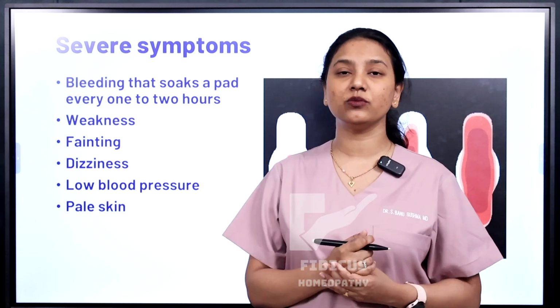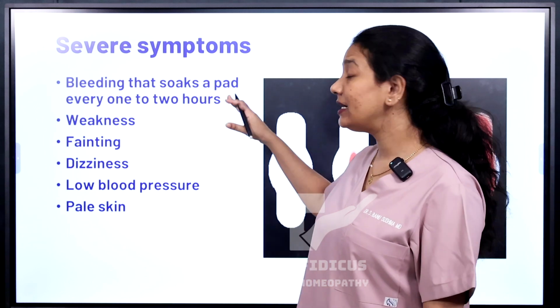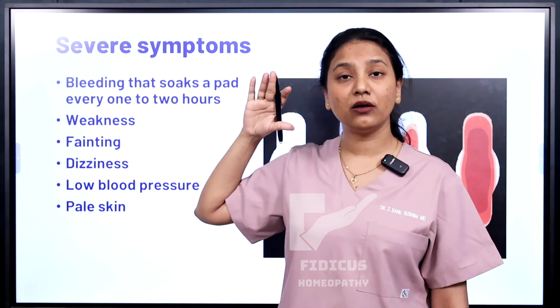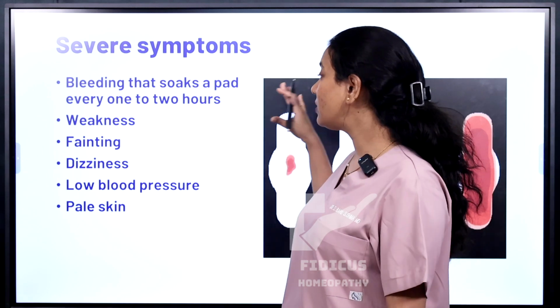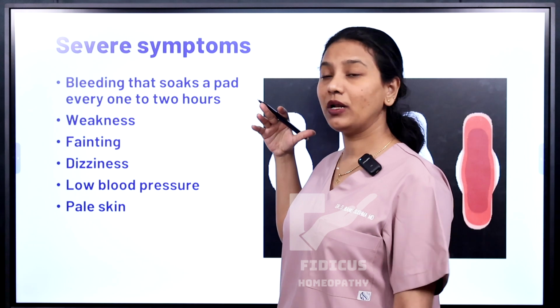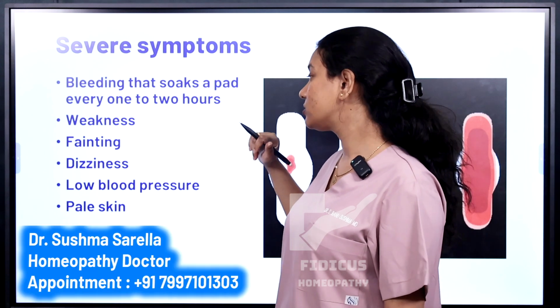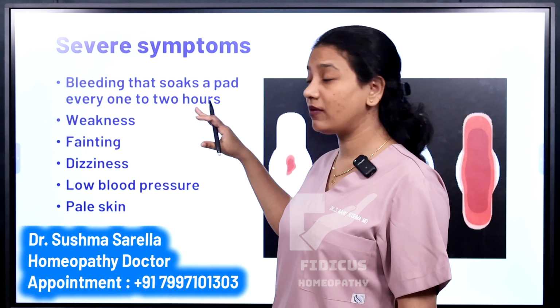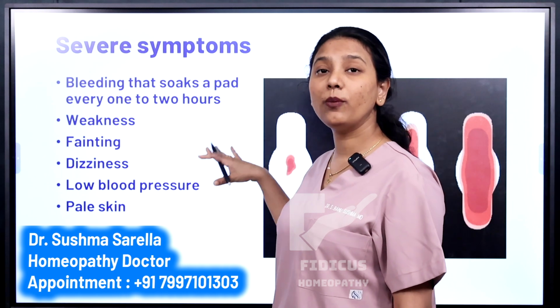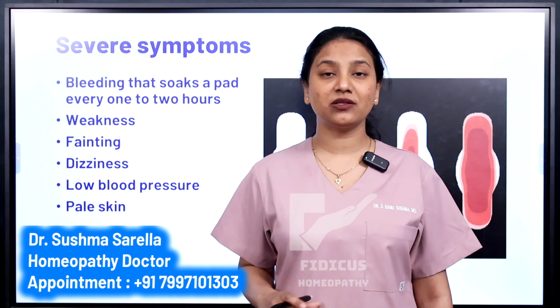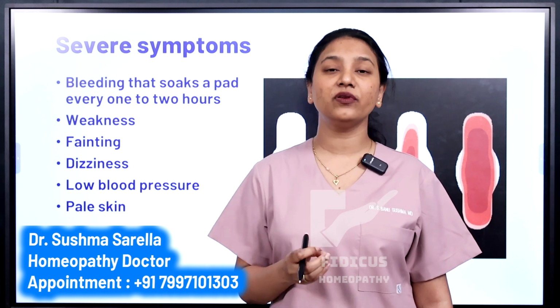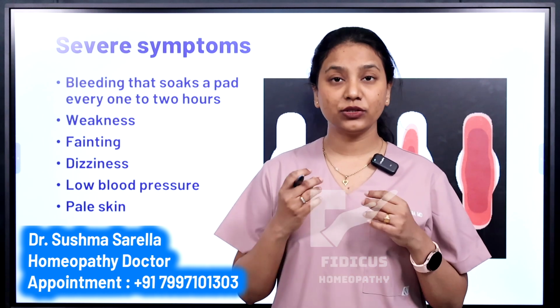What are the severe symptoms of this AUB? Bleeding and soaking of the pad 1 hour after you keep it, or 2 hours after you keep it. So every 1 or 2 hours, if your pad is soaking with blood, you should consider seeing a doctor. And then weakness and fainting, dizziness, and low blood pressure associated with pale skin. If you're having any of these features, they are considered severe features. Do consult a doctor as soon as possible.